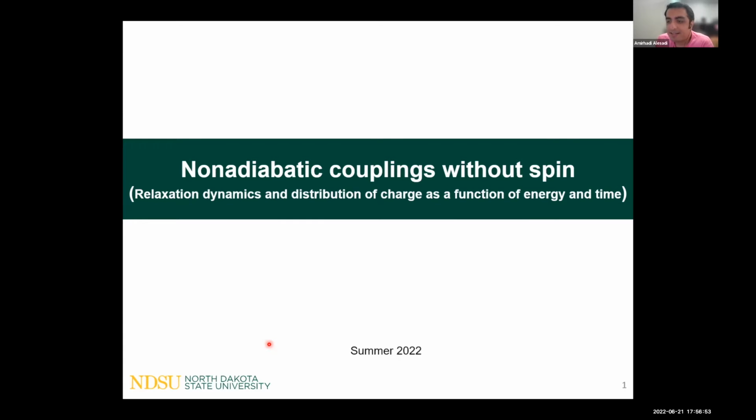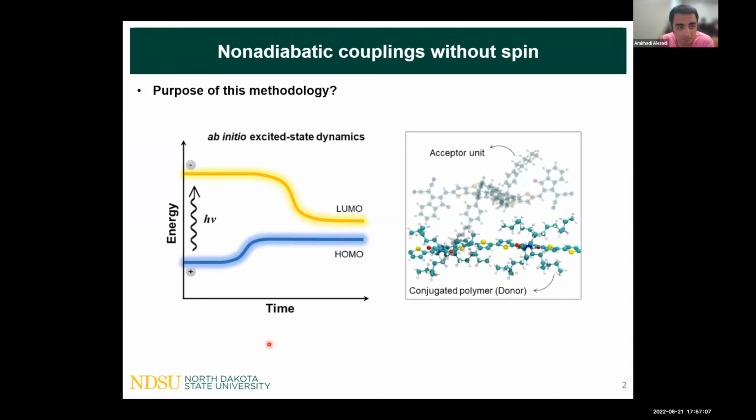Today, I think most of the topics are covered by other presenters. We are going to talk about how to plot those green plots for relaxation dynamics and distribution of charge carriers in space. So overall, the purpose of implementing these non-adiabatic couplings, at least in my project, was to explore the charge transfer at the interface of a conjugated polymer and acceptor unit.